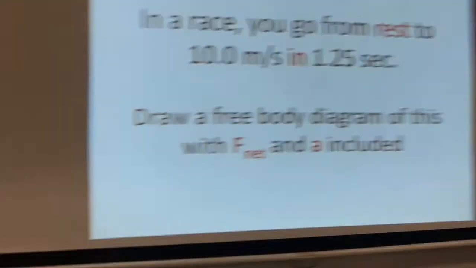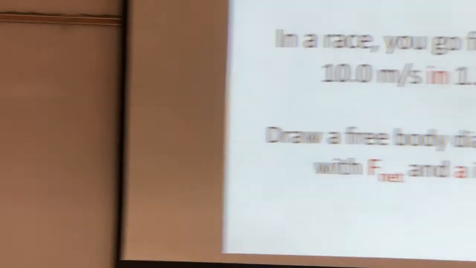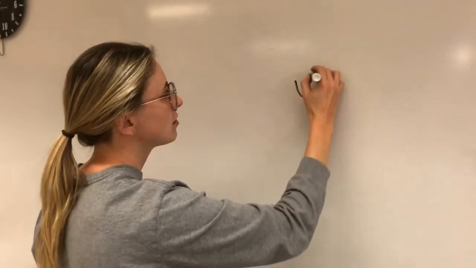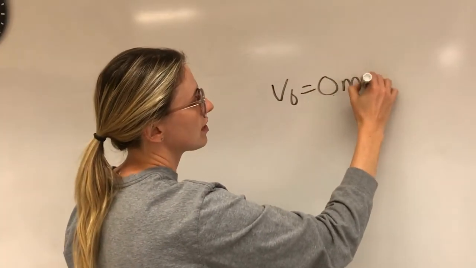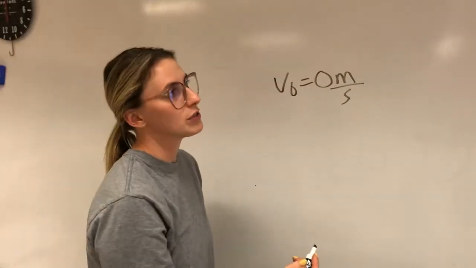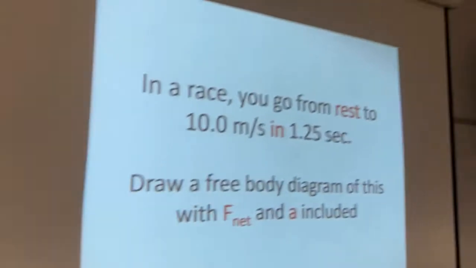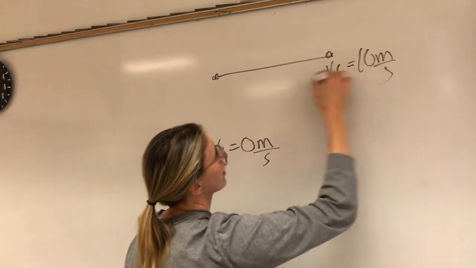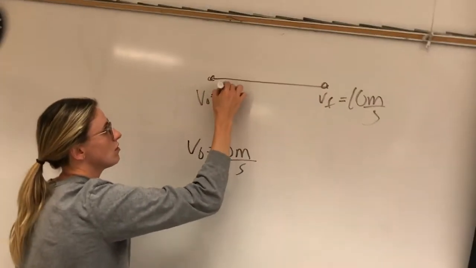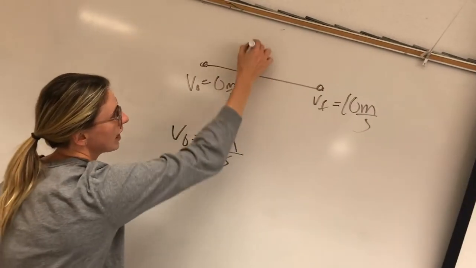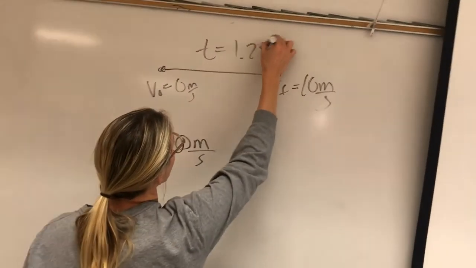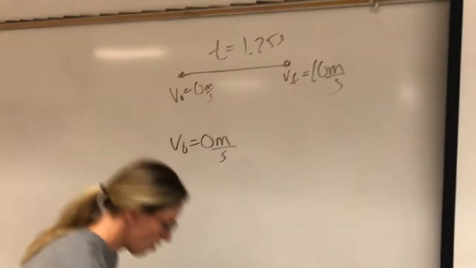Okay. So let me just go ahead and write down the information here. In a race, we go from rest, initial velocity being 0 meters per second. So we start here, and over a certain amount of time, we end at 10 meters per second. Initially we're going 0 meters per second, and it took us 1.25 seconds.